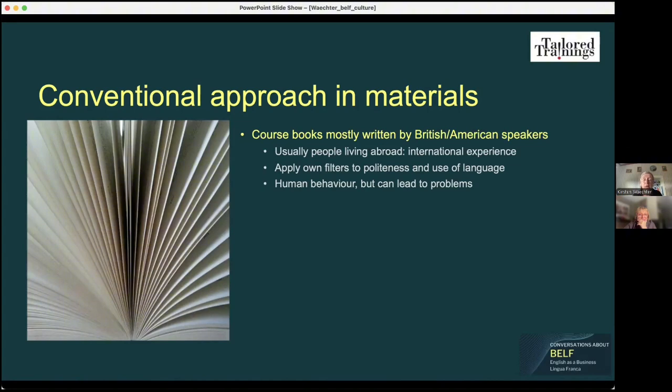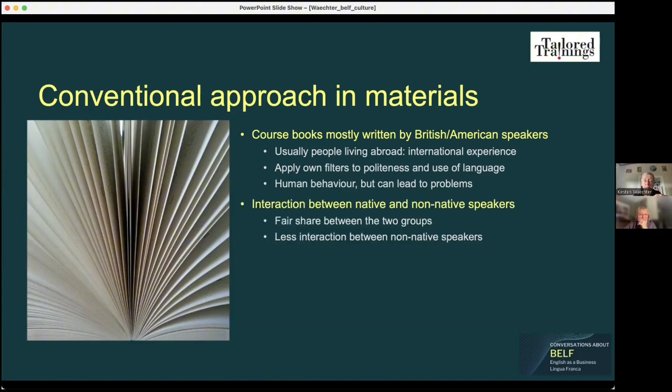So we have an international experience. But, and this is something that we're going to look at, these people still apply their own filters to politeness and to the use of language. So we are still getting certain conventions that are either British or US American in different ways, which is of course generalizing, because Scottish conventions can be different from Southern English. And it might be human behavior, but it does lead to problems.